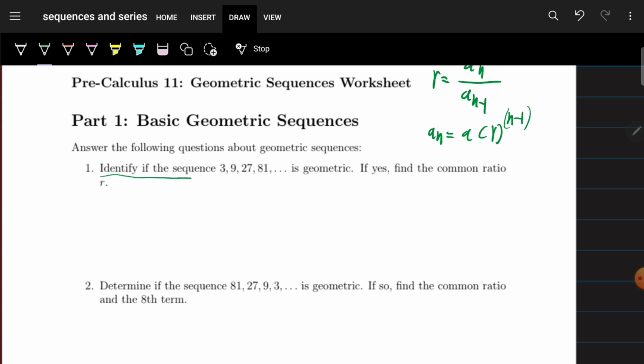Okay, so the first one says identify if the sequence 3, 9, 27, 81 is geometric. If yes, find the common ratio. So something is geometric if to get the next term we multiply by a specific number, and if that multiple or common ratio is constant throughout the whole sequence. So here we can see every time these terms are being multiplied by 3. So yes, it is a geometric sequence and the common ratio is equal to 3.